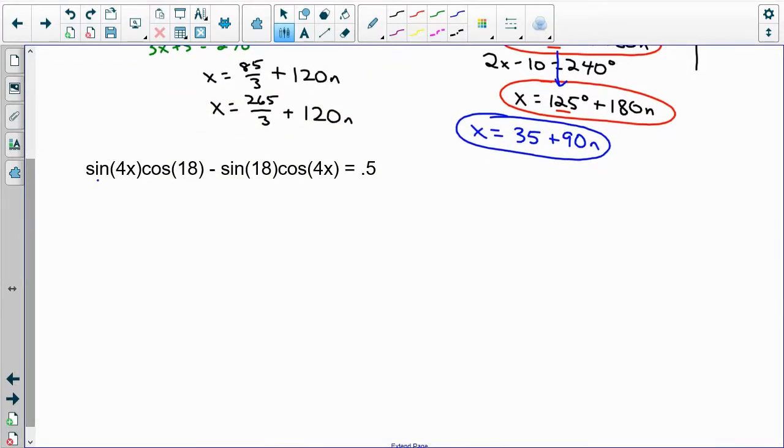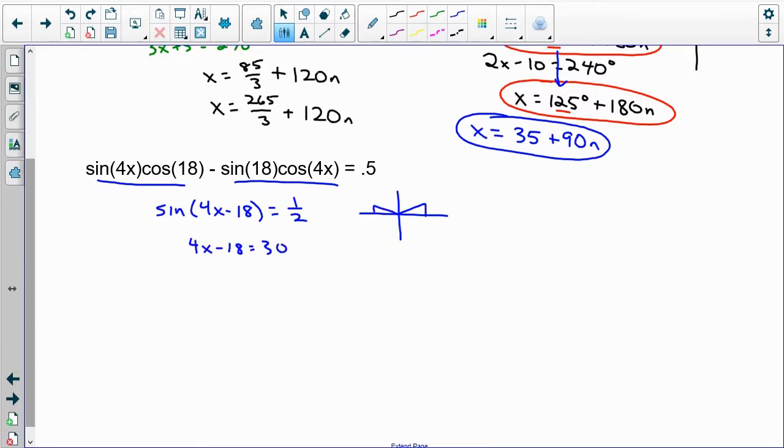Now, let's look at this problem. I separate signs with the same sign. So I have sine of 4x minus 18 equals 1/2. Sine is equal to 1/2 when my angle is a 30-degree reference angle in the first or second quadrant. So that means 4x minus 18 has to equal 30, or 4x minus 18 has to equal 150.